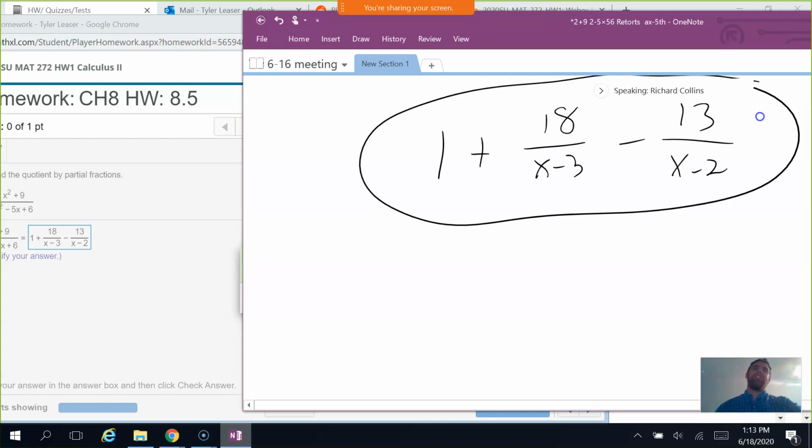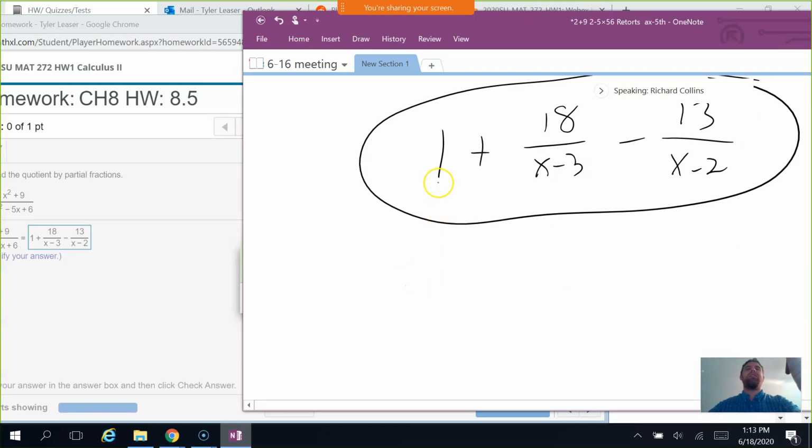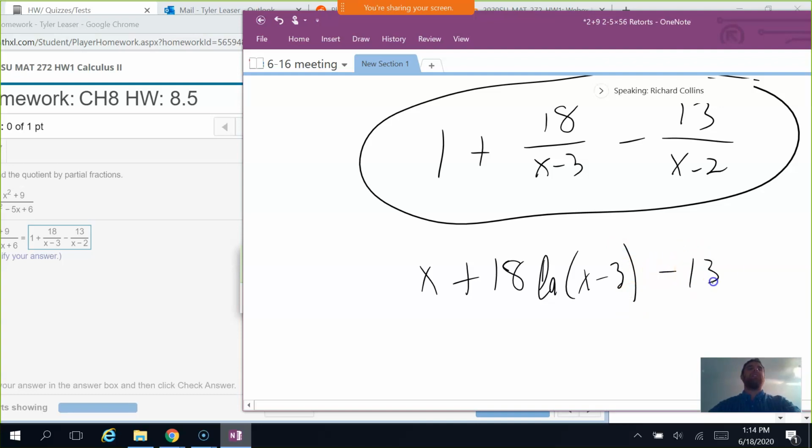If they did ask you to integrate this, then the antiderivative, 1 would go to x. This next one would be 18 natural log of the x minus 3. And then minus 13 natural log of the x minus 2. These are supposed to be absolute values.